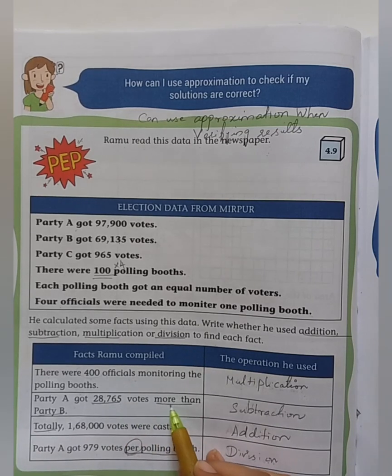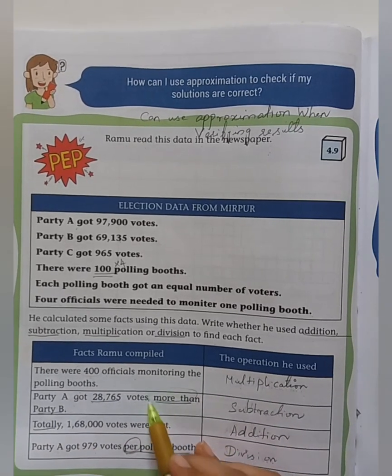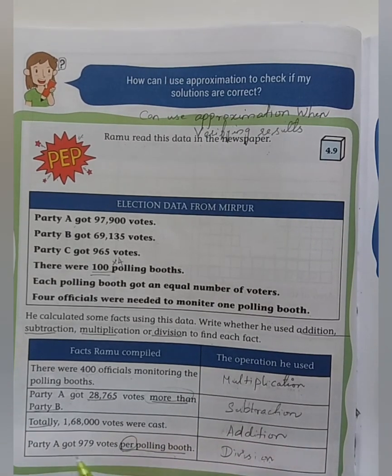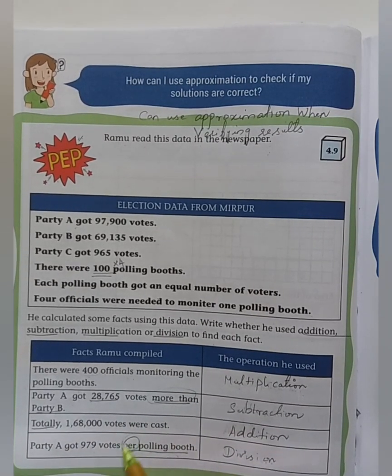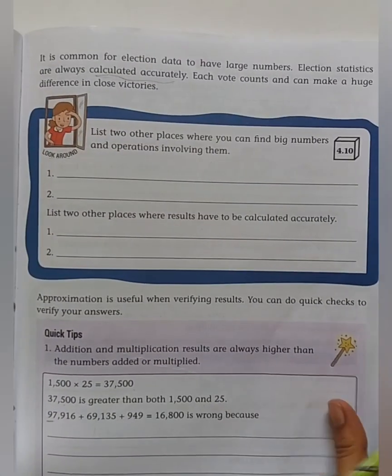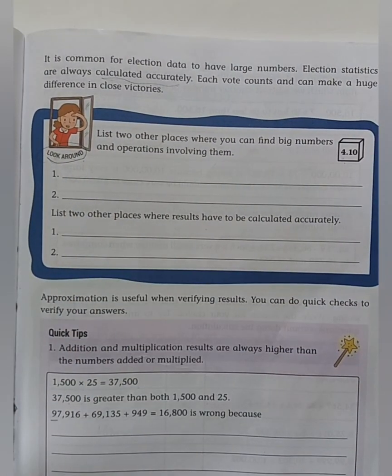Party A got 28,765 votes more than Party B. So more than is a keyword for subtraction. Next, totally means addition. Then Party A got 978 votes per polling booth. Whenever we are calculating for one or per, we have to do division. Now just look at the next page.